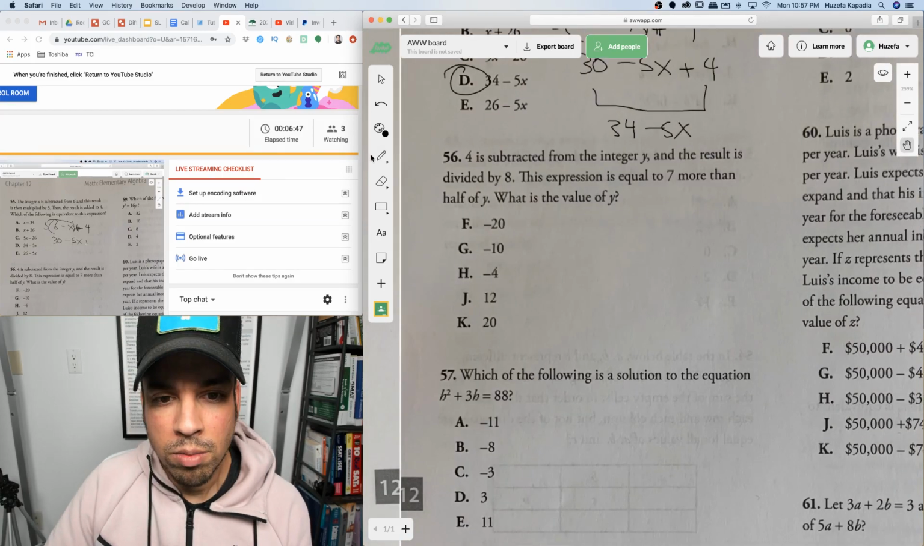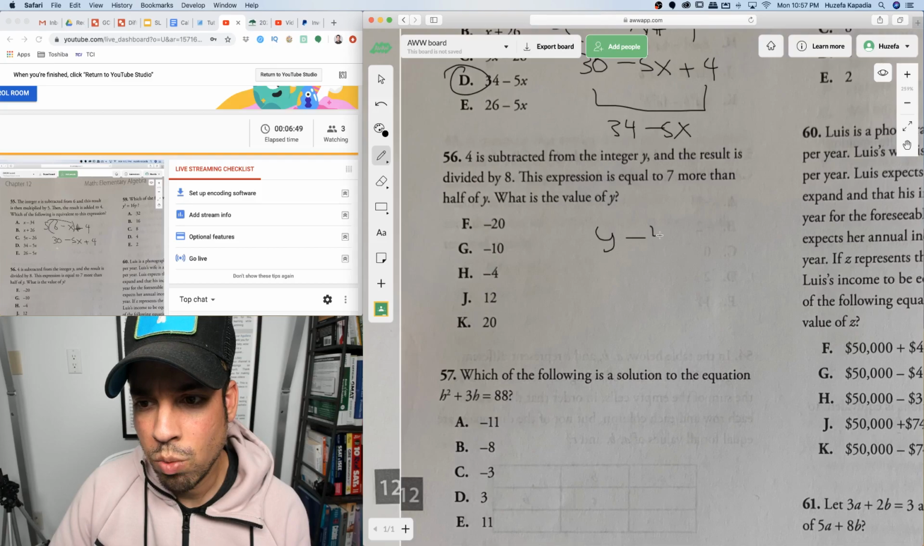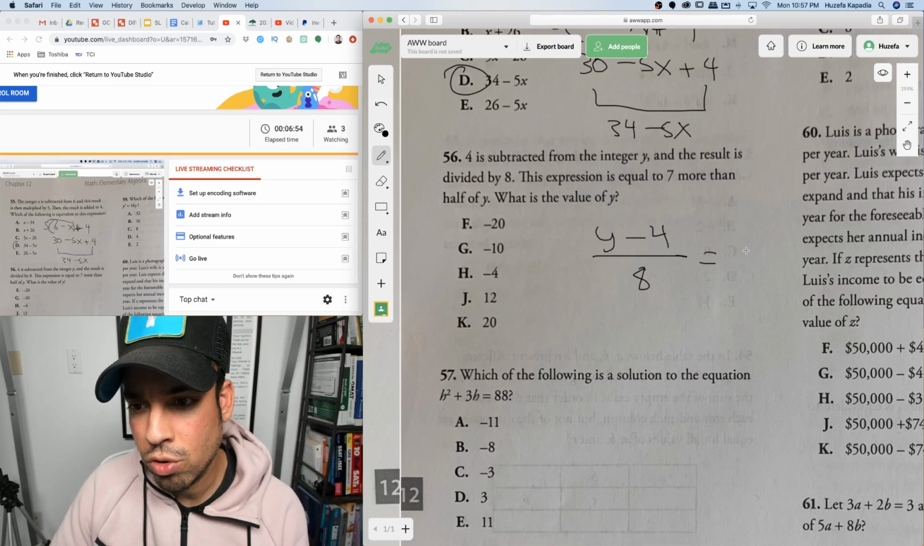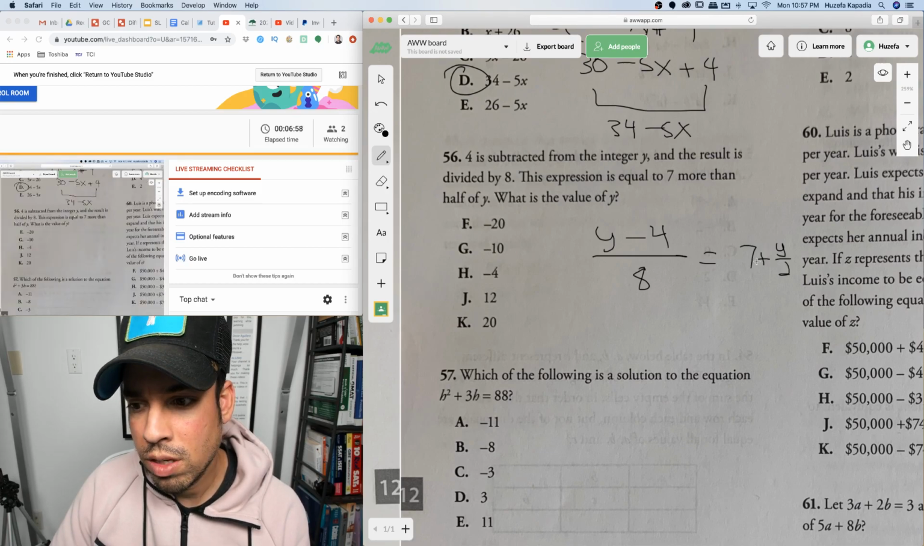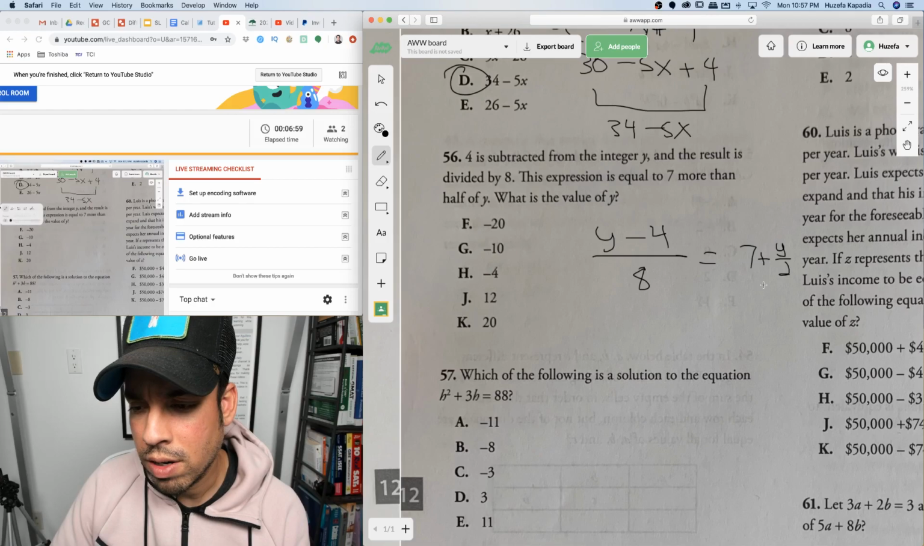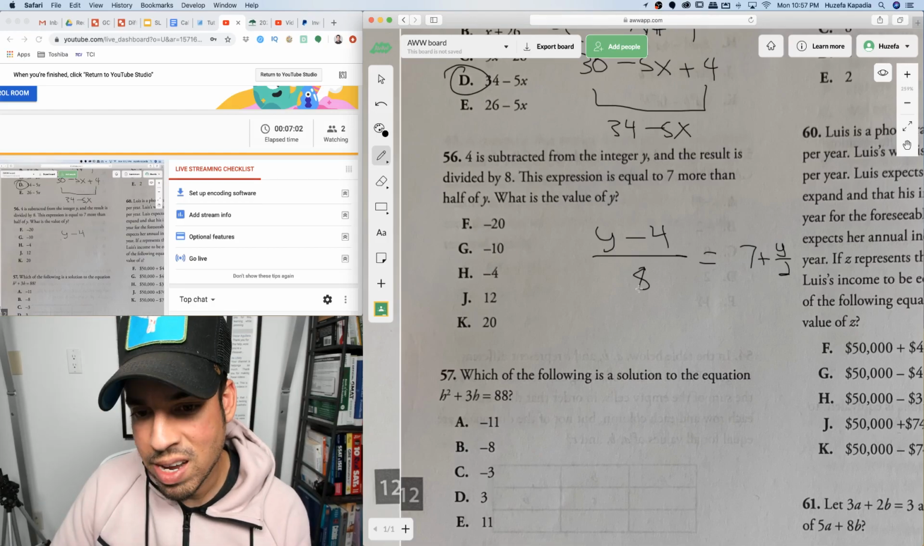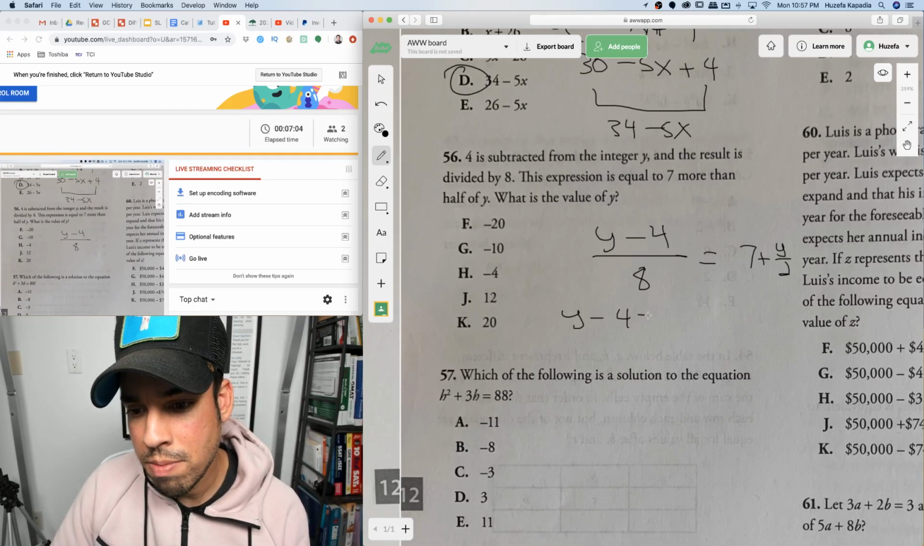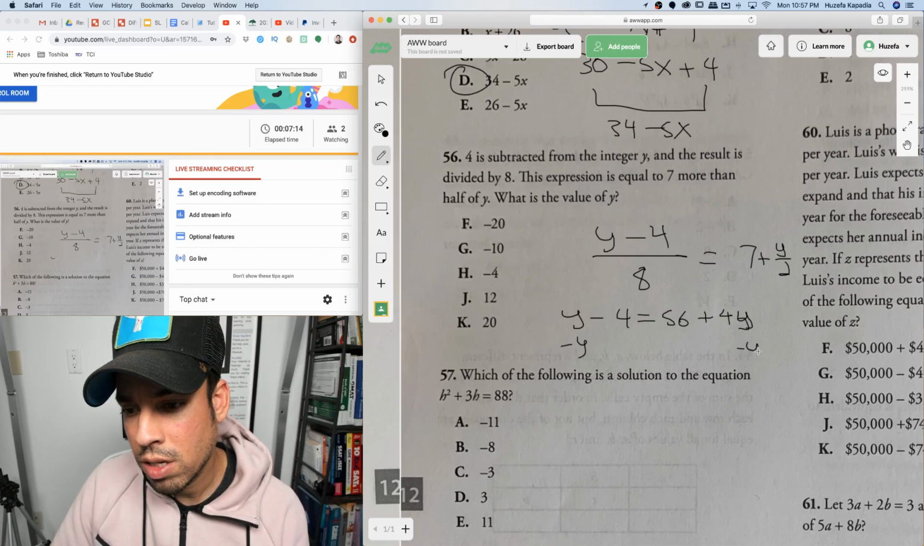Number 56. 4 is subtracted from the integer y, and the result is divided by 8. The expression is equal to 7 more than half of y. What is the value of y? All right, so first thing I'm going to do is I'm going to multiply everything by 8 to get rid of this fraction. Then I get y minus 4 equals 8 times 7 is 56, plus 8y over 2 becomes 4y.